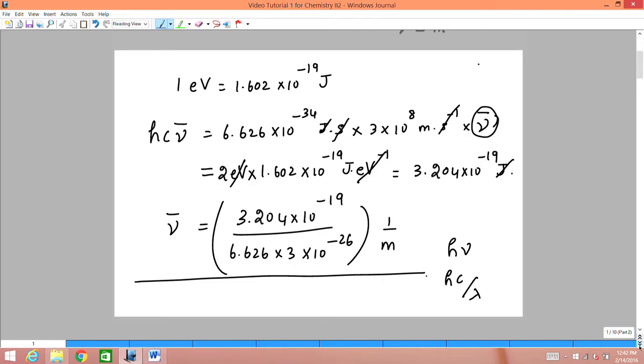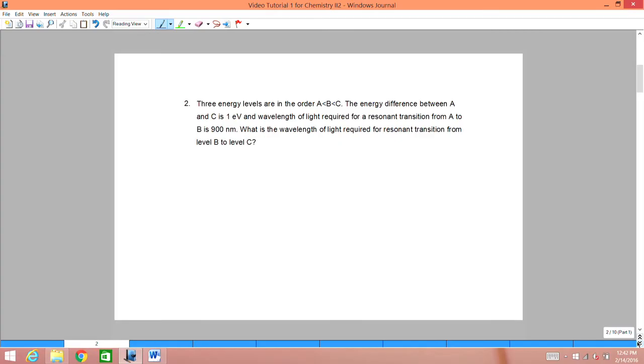Let us look at problem 2. Okay. In the second problem, what is given are 3 energy levels in the order A less than B less than C, meaning the energy state A is like this, B is like this, and C is like this, and this is the order of increasing energy. So, you call it as A, B, C.